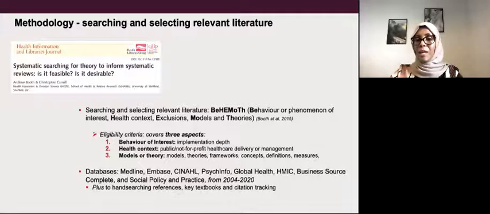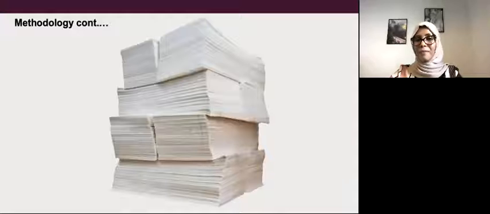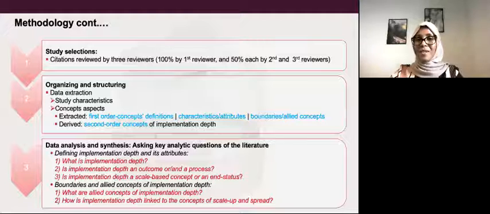We also included papers by hand searching references of selected publications, key textbooks in the field of implementation science and innovation research, as well as citation tracking for original concepts or theory papers that were used by the included publications. So what did we do after identifying tons and tons of publications? Well, this involved 3 main steps.